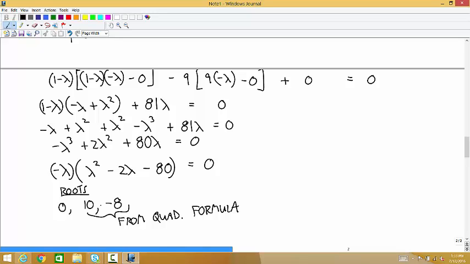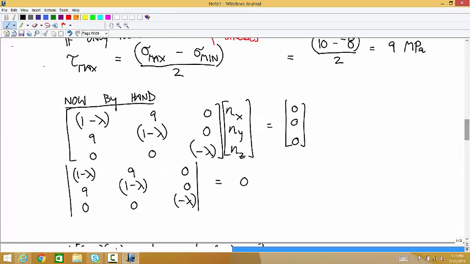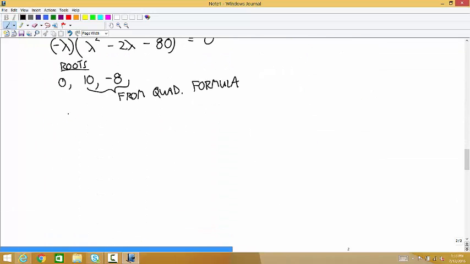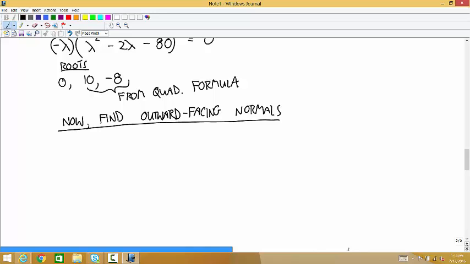Okay, so now one by one we're going to plug these back in to this equation. I'll call this one star. Plug it back into star and solve for the unit normal vector. So now find the corresponding outward facing normals. So I'm going to start with lambda equal 10.